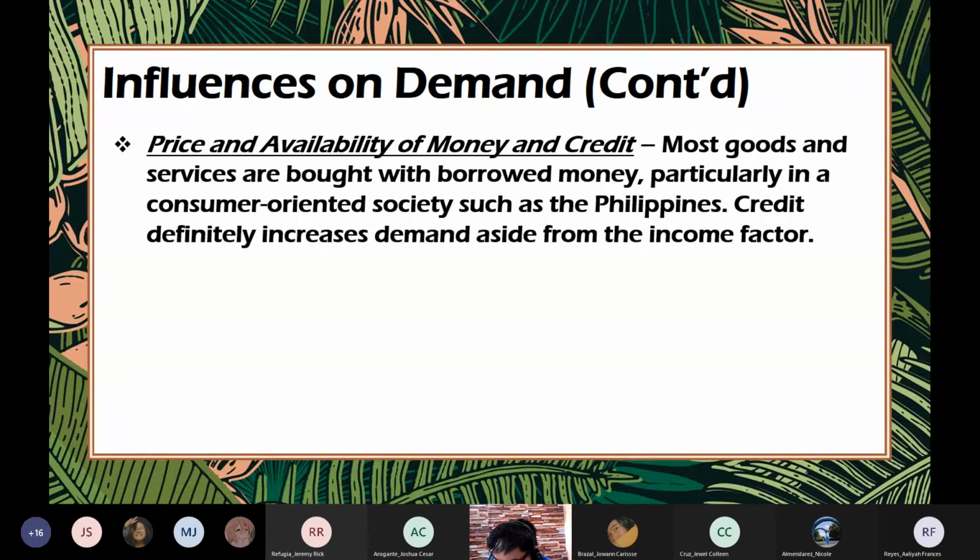Okay, if the interest rates increase dun sa mga credit cards natin, then the cost of credit rises and there is likely to be a reduction in the demand for goods. So, syempre, tumaas yung ano, mag-aalangan ka ng gumamit ng credit card. So, mababawasan yung demand for the goods that you will prefer to purchase. Especially dun sa mga luxury goods and services. Next.